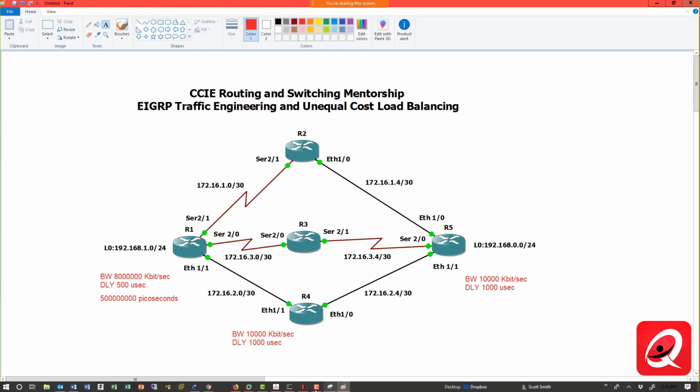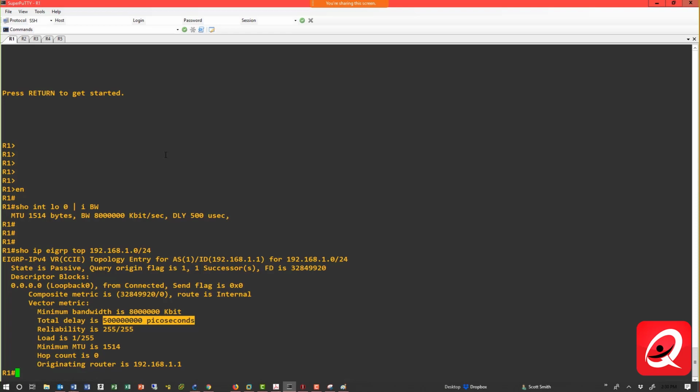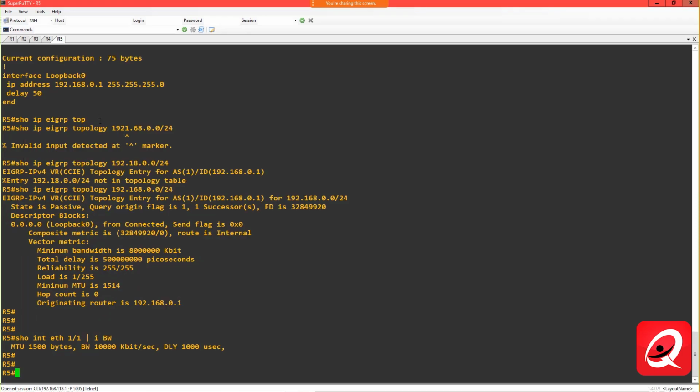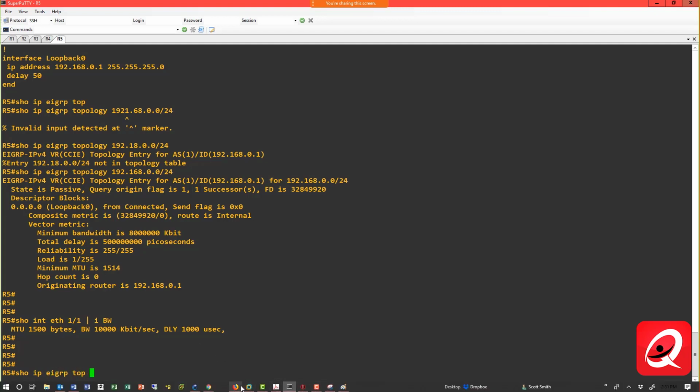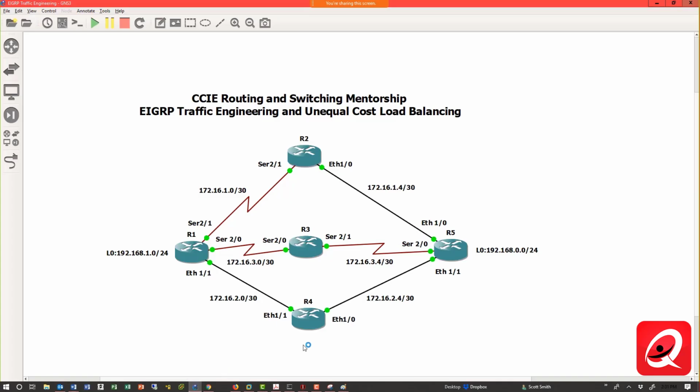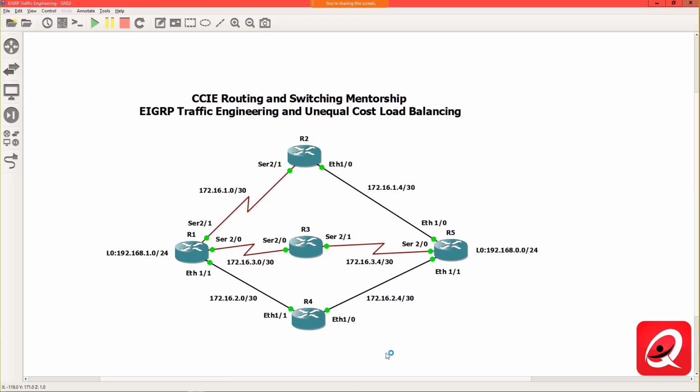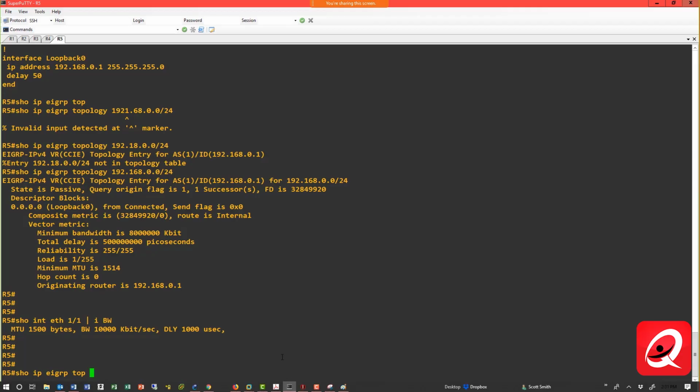So let's do the same thing for the other two, for router 5 as well. Show ip eigrp topology. And in this case, we're going to be looking specifically for, where's my diagram? The 172.16.2.4 subnet.